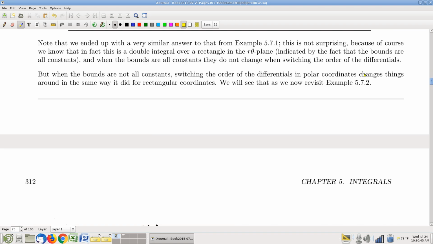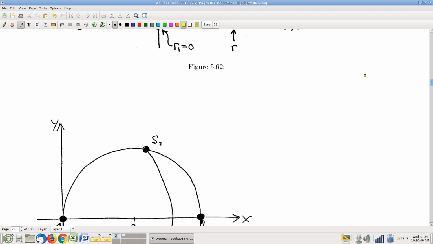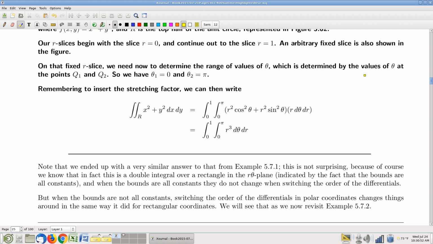Okay. So what do slices look like? Let's see here. Oh, by the way, I got a little ahead of myself here.